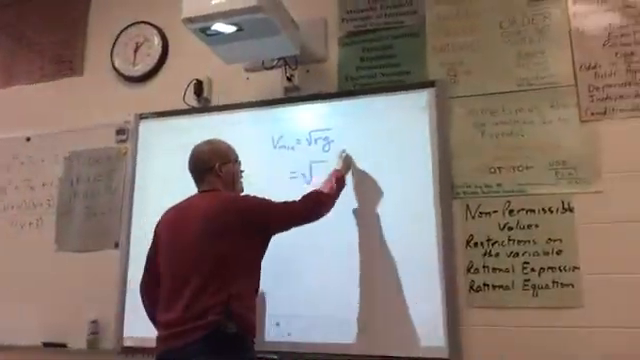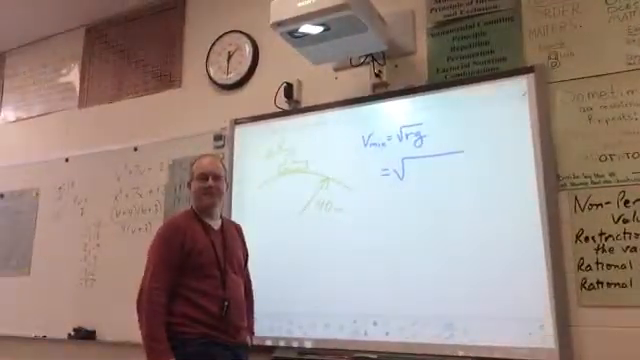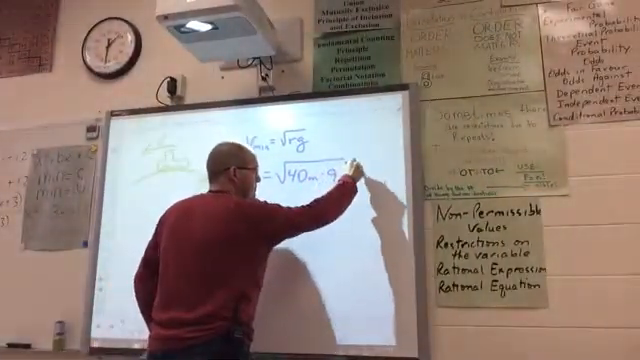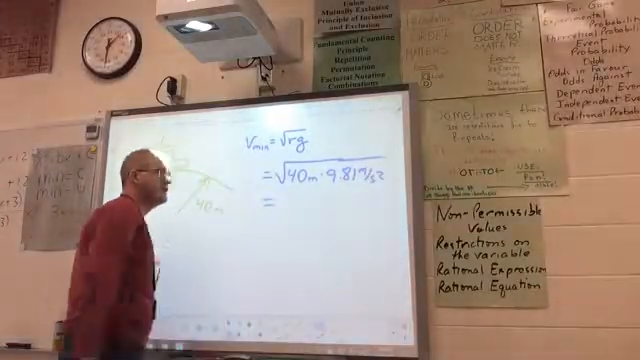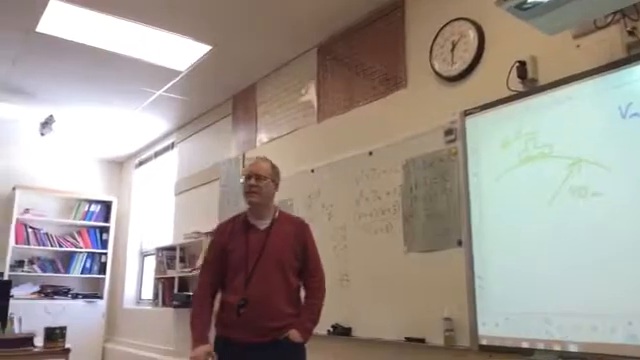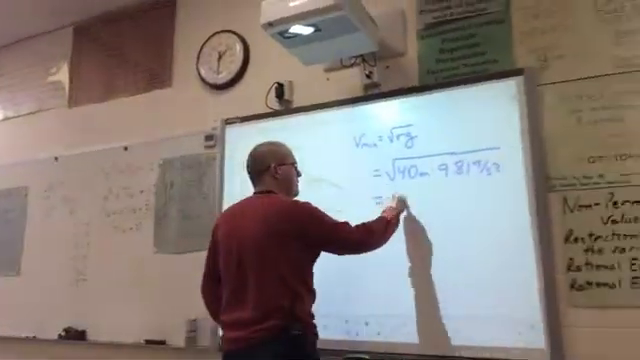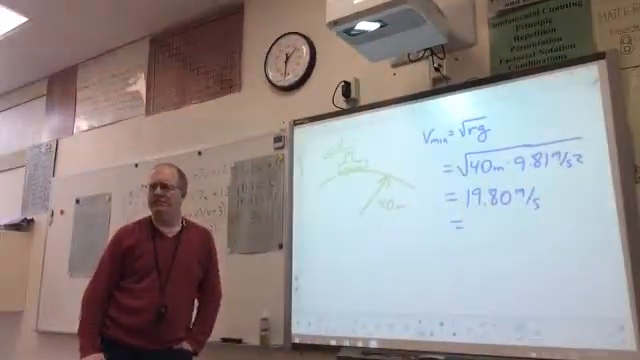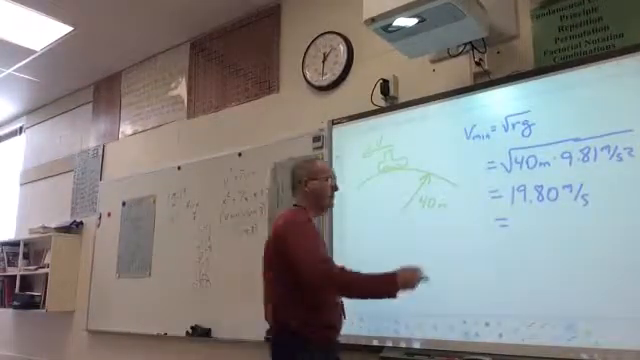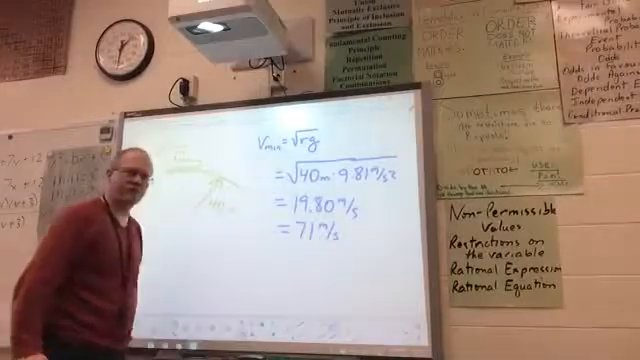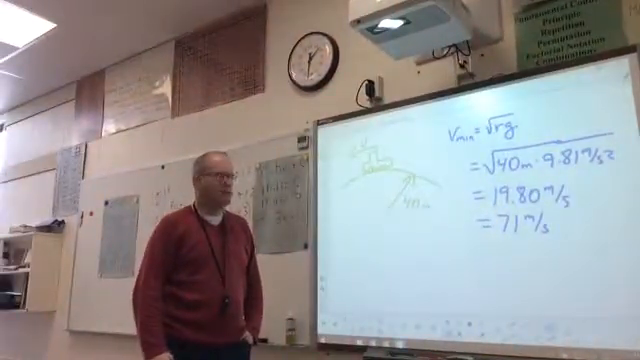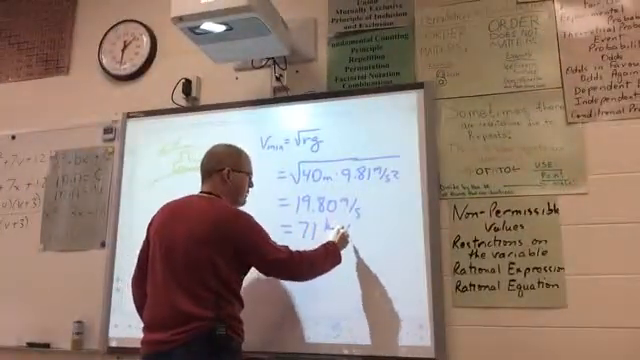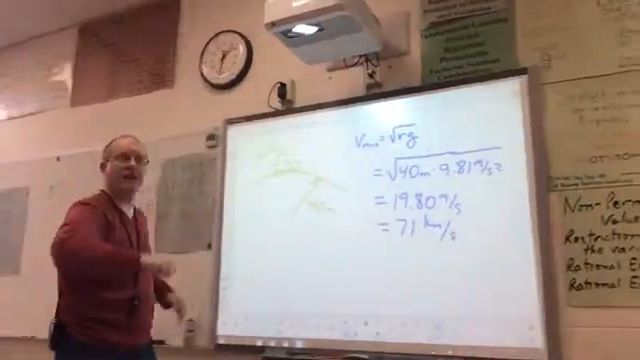All right. What's the radius? 40 meters. Acceleration due to gravity is? So what's the minimum speed you need to get airborne here? 19.80 meters a second. What is that in kilometers an hour? You multiply by 3.6 and you get? 71. To get from meters per second to kilometers per hour, it's times 3.6.